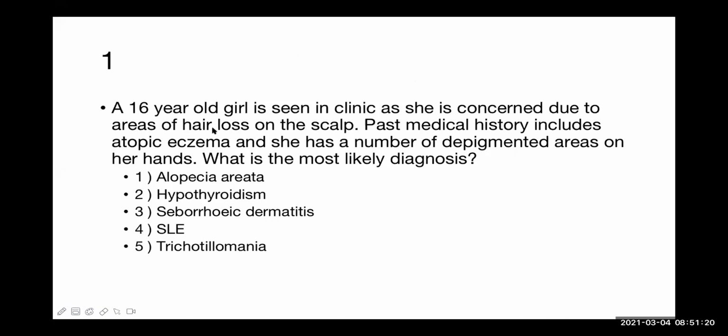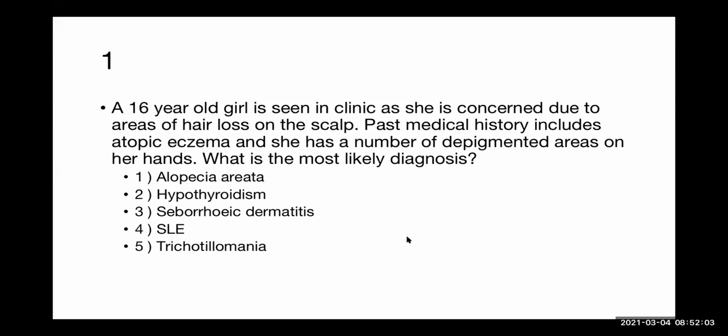So they are giving hair loss on the scalp and depigmented areas on her hand. When you correlate these two things, what will be your answer now? Yes? Alopecia areata. What is the most likely diagnosis? What do you think this girl is having? Alopecia areata. Okay, why alopecia areata? I want some reason here. Because it is also an autoimmune disease in which there is a loss of hair on the scalp. Okay, good, good. So you have given that reason.